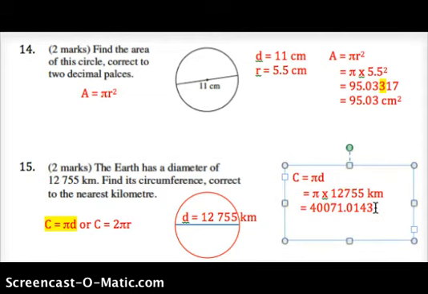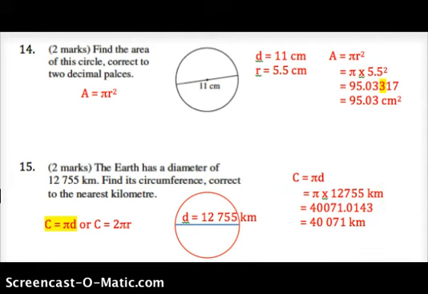So I'll just go to the next line. And I need it to the nearest kilometre. That means to the nearest whole number. So I go 40,071. Now, I look at what's after the 1 and it's a 0. Now, 0 is less than 5, so it's just going to stay as 40,071 kilometres. And that's our answer for question 15.